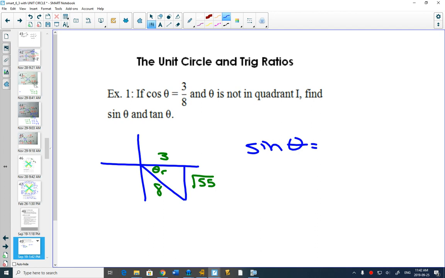Well, sine of theta on the triangle is opposite over hypotenuse. But just writing opposite over hypotenuse is not quite right, because it's in quadrant 4. According to our CAST rule, what's going to happen to sine in quadrant 4? It's going to be negative. So we use our triangle to get the ratio, and then our CAST rule to decide whether it's positive or negative. And tan of theta?